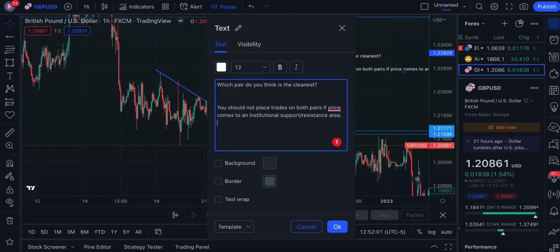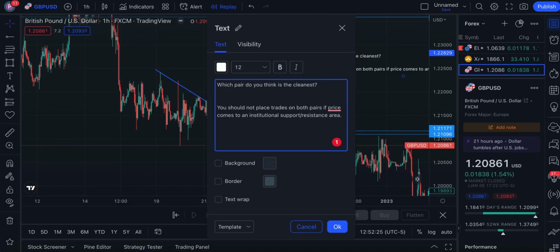So if you're risking 0.5% per trade idea, in this scenario, it wouldn't be 0.5% per trade idea. You're now basically risking 1%. You just doubled the risk on just one trade idea. So make sure you guys understand that. You should not place trades on both pairs if price comes to an institutional support or resistance area.